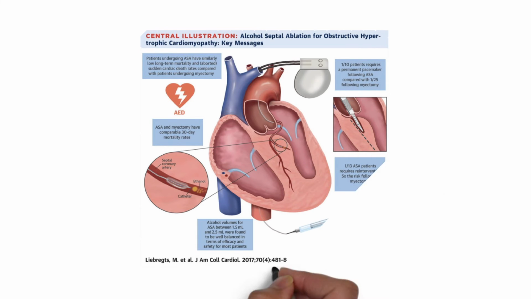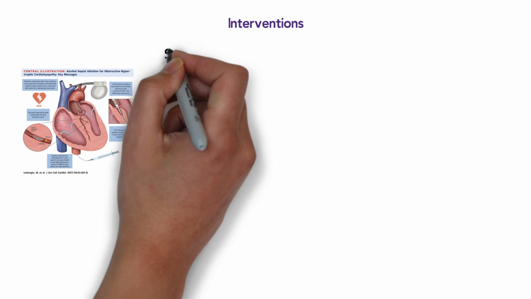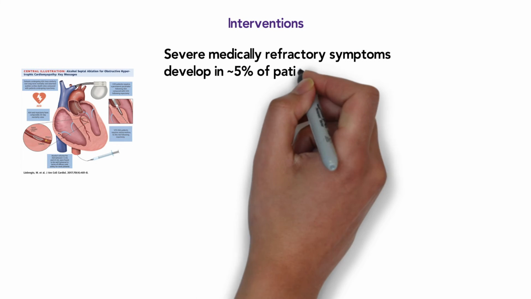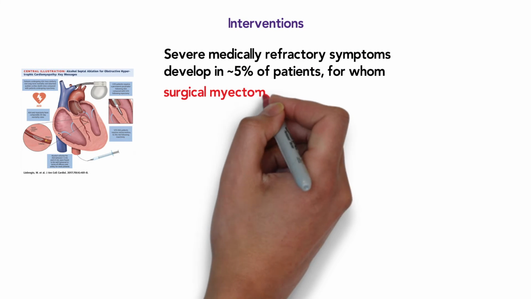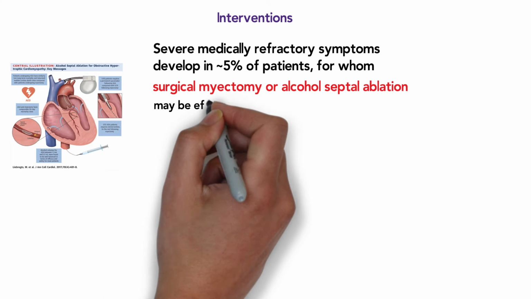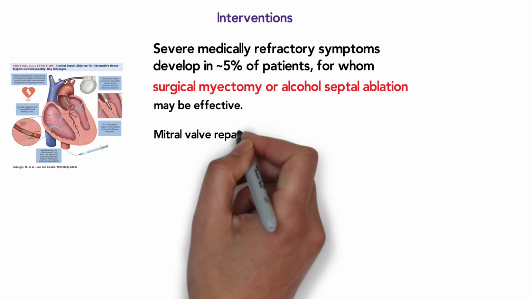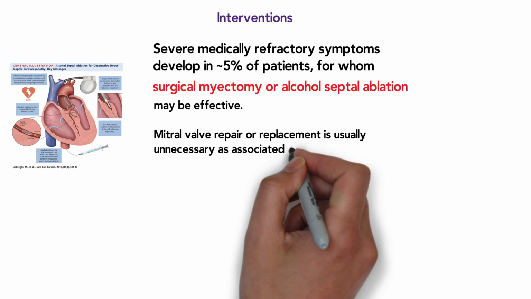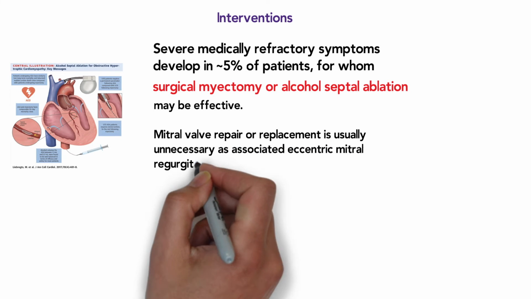Interventions. Severe medically refractory symptoms develop in 5% of patients, for whom surgical myectomy or alcohol septal ablation may be effective. Mitral valve repair or replacement is usually unnecessary as associated eccentric mitral regurgitation resolves with myectomy alone.